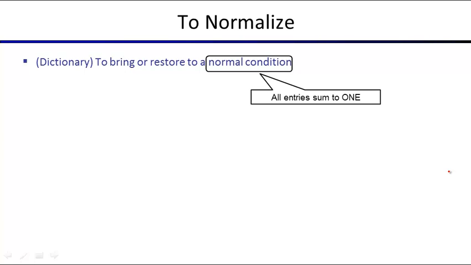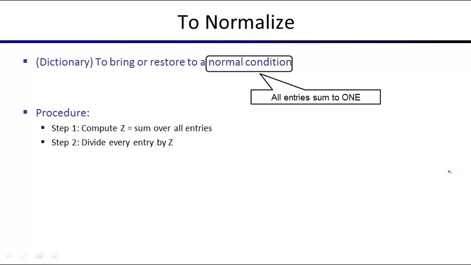What does it mean to normalize? Just to get the terminology straight, we saw the normalization trick, which is a way to go from a joint distribution to a conditional distribution by subselecting some rows and then normalizing. The last step is the normalizing. Normalizing, if you look at the dictionary, means bring to or restore to a normal condition. So what that means depends on what's normal. Normal condition in the context of probability distributions means that the entries sum to 1. All right, so step 1 is compute z, which is the sum over all entries. Step 2 is divide every entry by z.